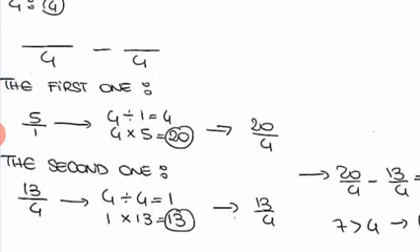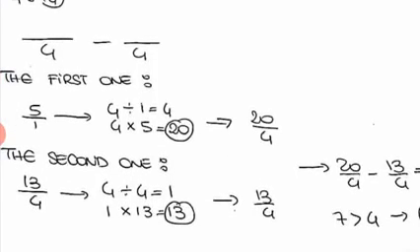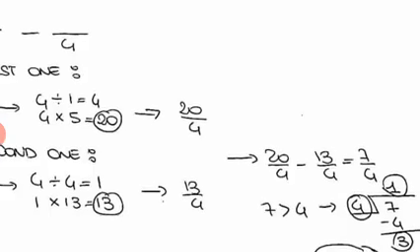So the first one becomes 4 divided by 1 equals 4. 4 times 5 equals 20. So the first fraction becomes 20 over 4. The second is 13 over 4. 4 divided by 4 equals 1. 1 times 13 equals 13. So the second fraction becomes 13 over 4. If we make the difference, we have 20 over 4 minus 13 over 4. 20 minus 13 equals 7, and the 4 remains the same.